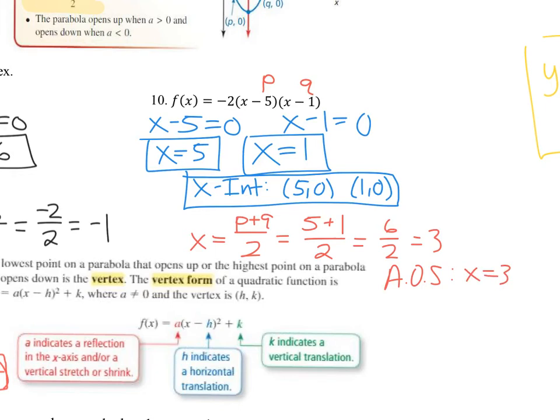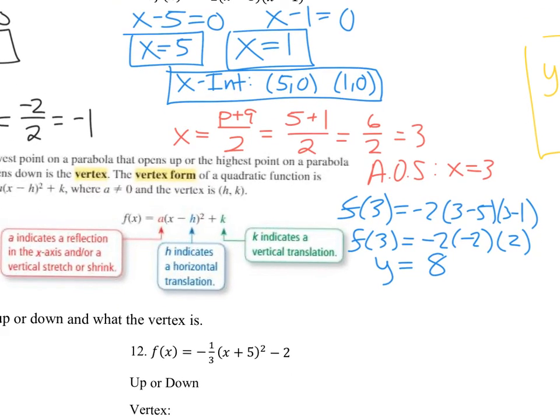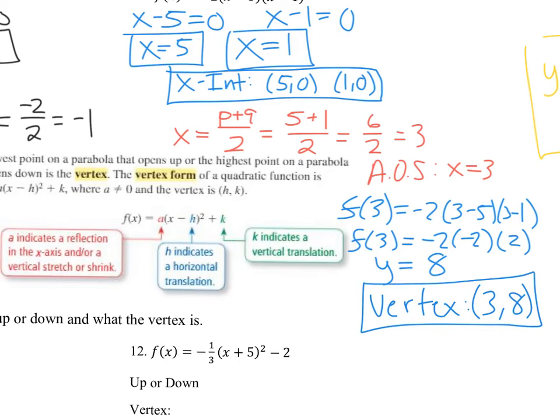Now, plug this into the original equation, okay? And so you're going to have f of 3 is equal to -2 times (3 minus 5), and then (3 minus 1). So this in turn is going to give me -2 times -2, and believe it or not, a 2. So when you multiply this all out, that's going to give me a 4, 8, right? So y is equal to 8. So the vertex is going to be (3, 8). All right, so there you go.